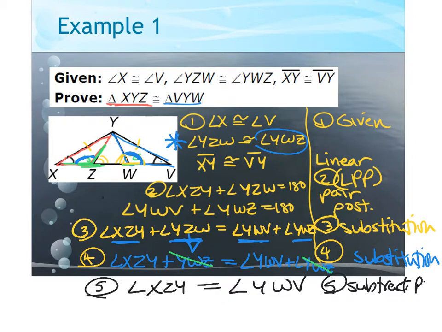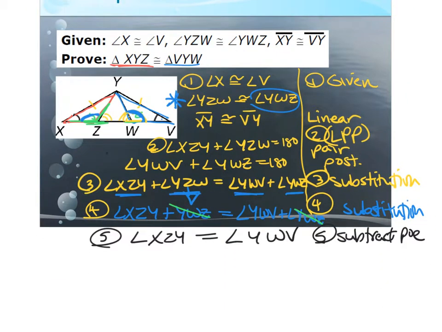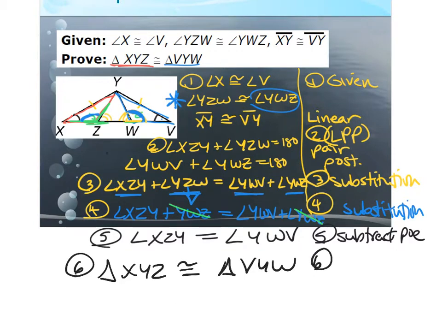Now I've got my two angles and my side that I need to prove this congruent. So now my last statement is going to be my triangle congruency statement. So triangle XYZ is congruent to VYW, and my reason is going to be angle, angle, side. So I've shown this angle here, and then the side. So AAS. It's not the included side.